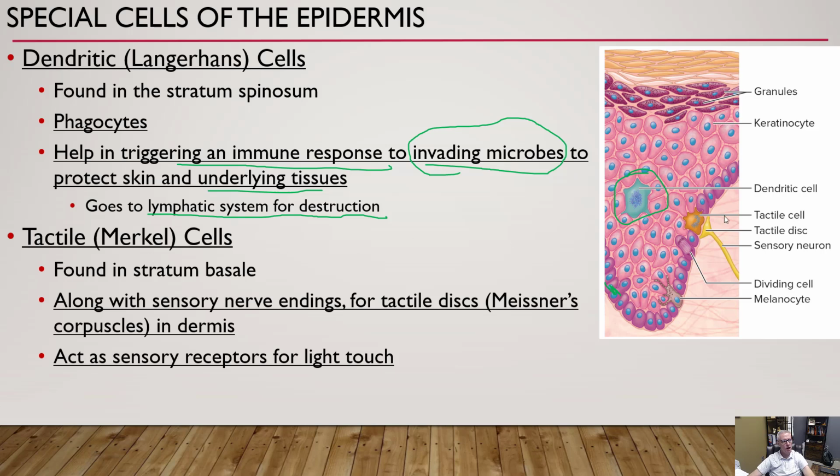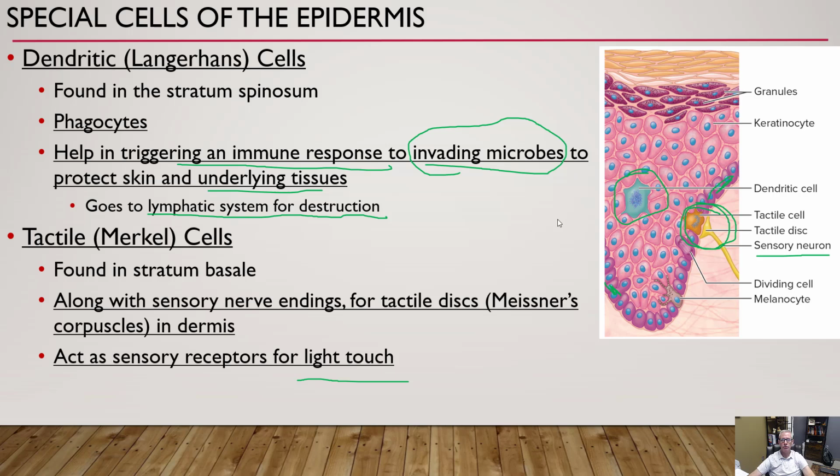Tactile cells. Tactile cells here, they're found in the stratum basale layer or that bottom layer. And they're associated with sensory nerve endings. We can also call them Merkel cells. We'll talk about Merkel cells and Meissner's corpuscles, but they act as receptors for light touch.